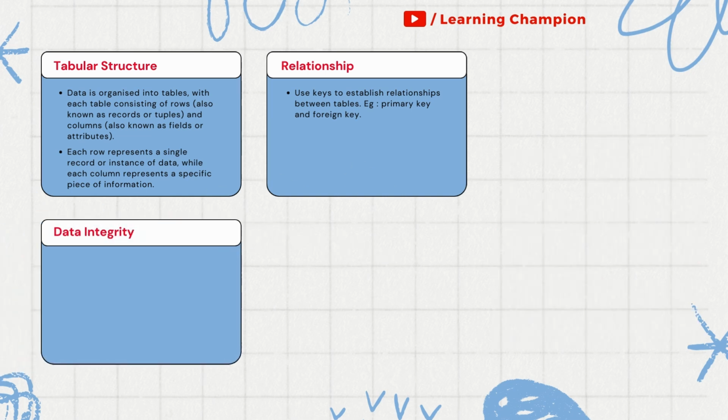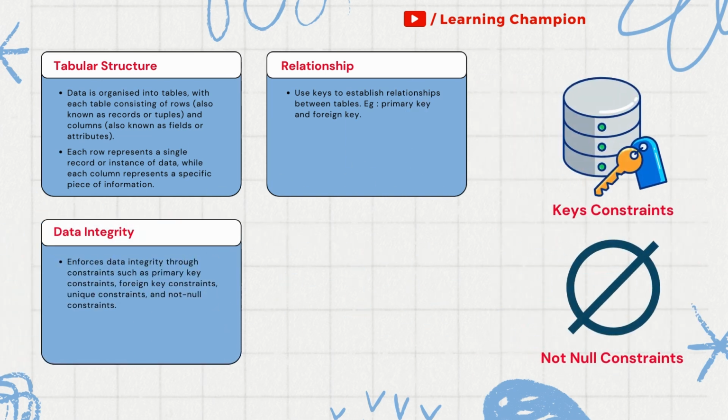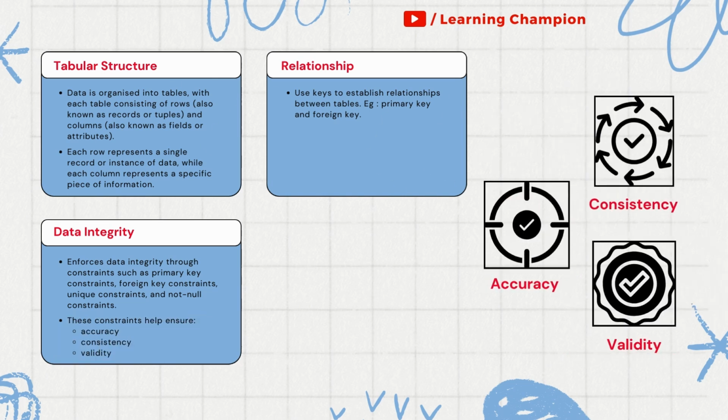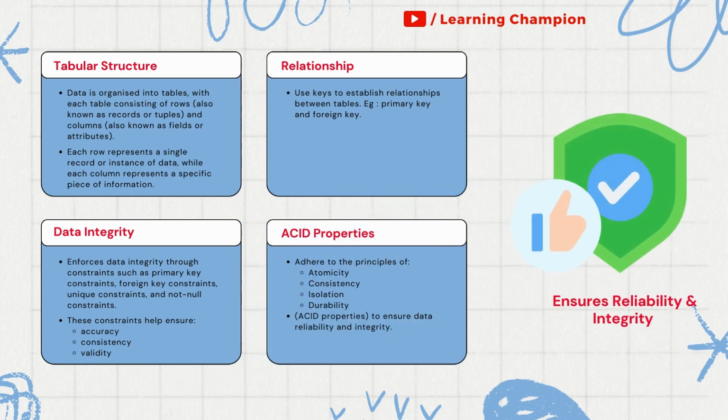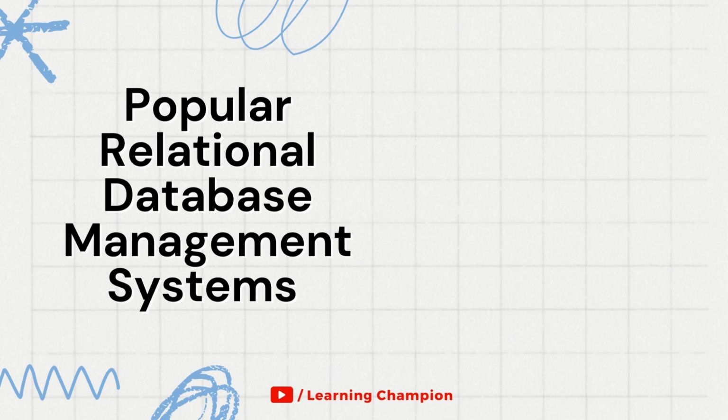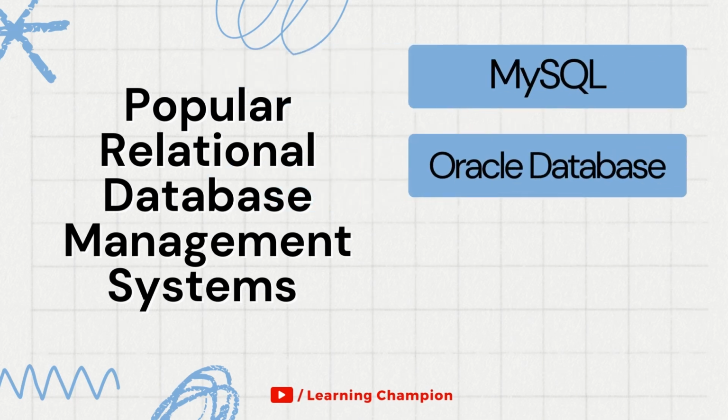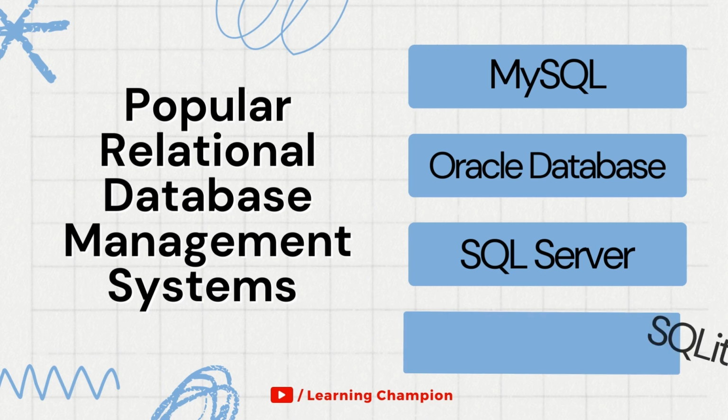Data integrity. Relational databases enforce data integrity through constraints such as primary key constraints, foreign key constraints, unique constraints, and not null constraints. These constraints help ensure the accuracy, consistency, and validity of the data stored in the database. ACID properties. Relational databases adhere to the principles of atomicity, consistency, isolation, and durability to ensure data reliability and integrity. Some popular relational database management systems are MySQL, Oracle Database, Microsoft SQL Server, and SQLite.